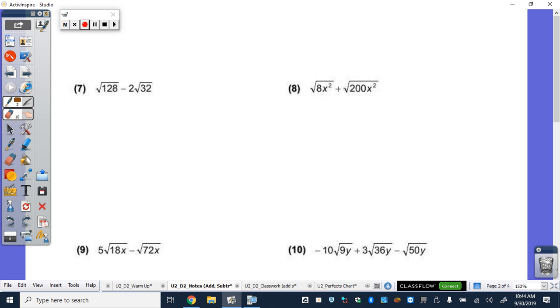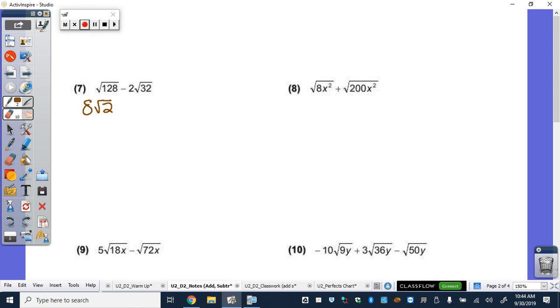So same process. If they aren't the same, try simplifying. Most of the time they end up being the same after you do that. So the square root of 128. What is our perfect square that goes into 128? 64. Square root of 64? 8. So that turns into 8 radical 2.